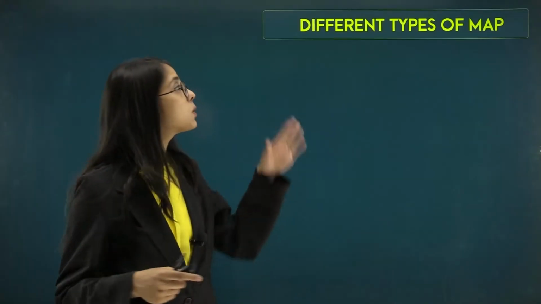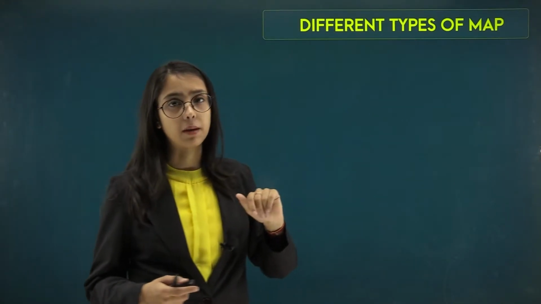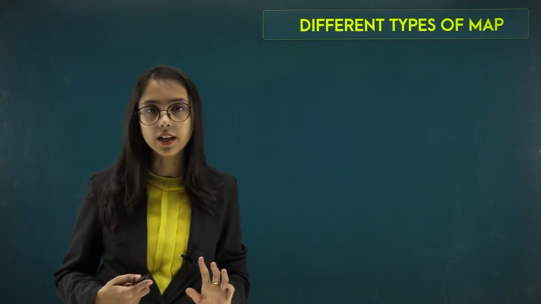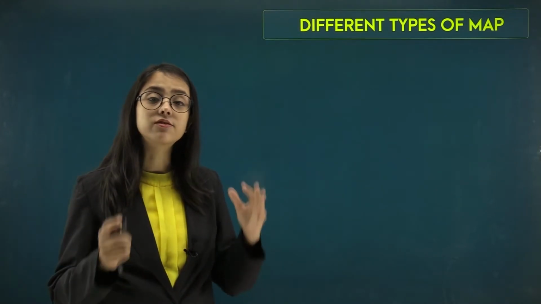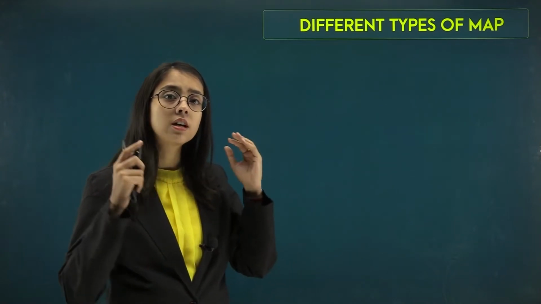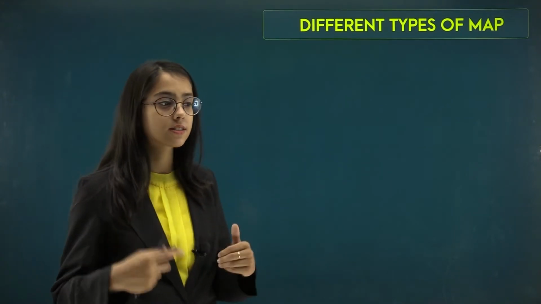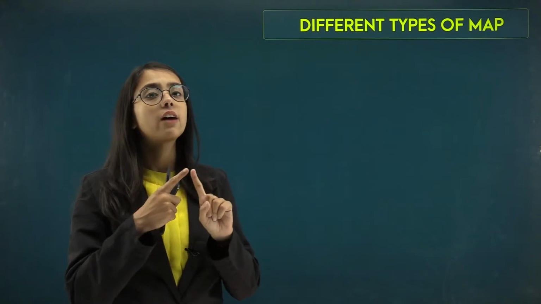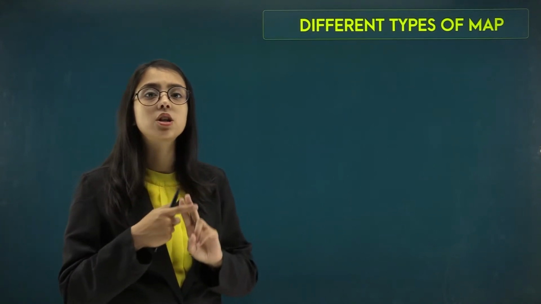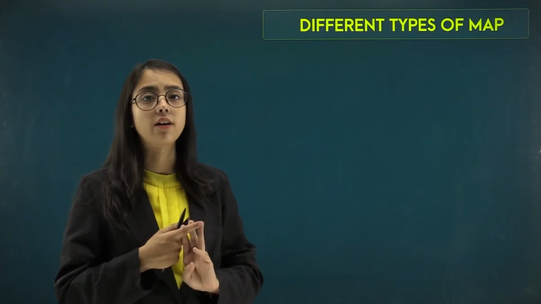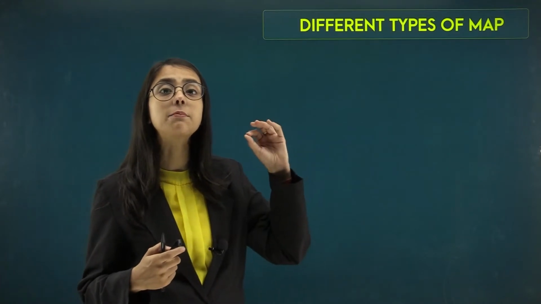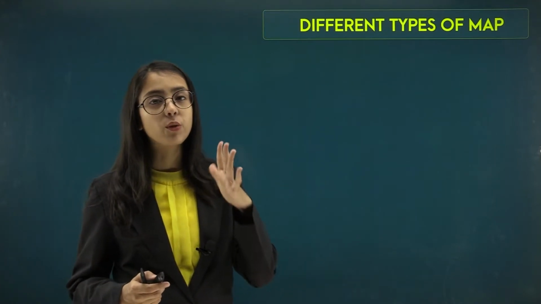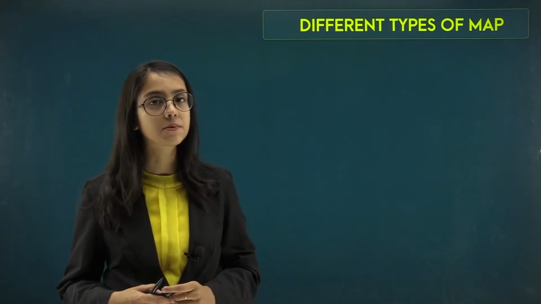Now, let's study what the different types of maps are. Of course, there is no one particular type of map. We have different kinds of maps for a particular region as well. For example, for India also, we have the physical map, we have the political map of India, and we may also have 100 different types of thematic maps. So, what are the three different types of maps?